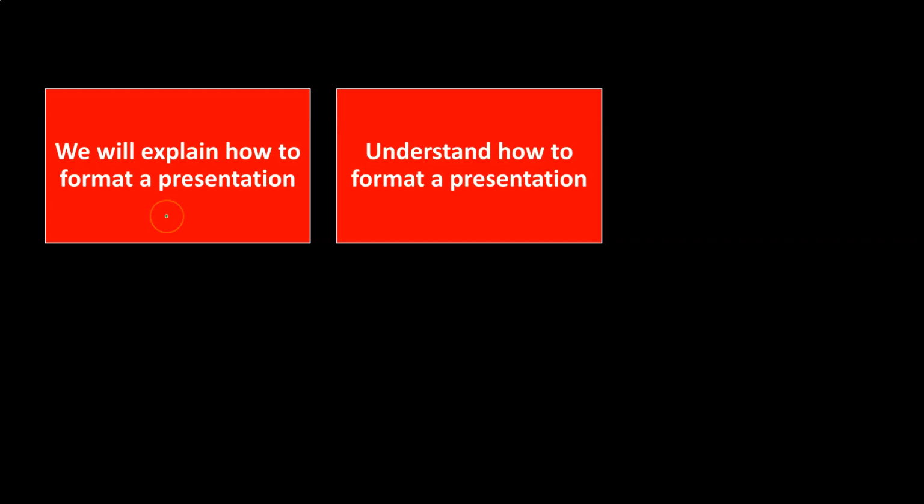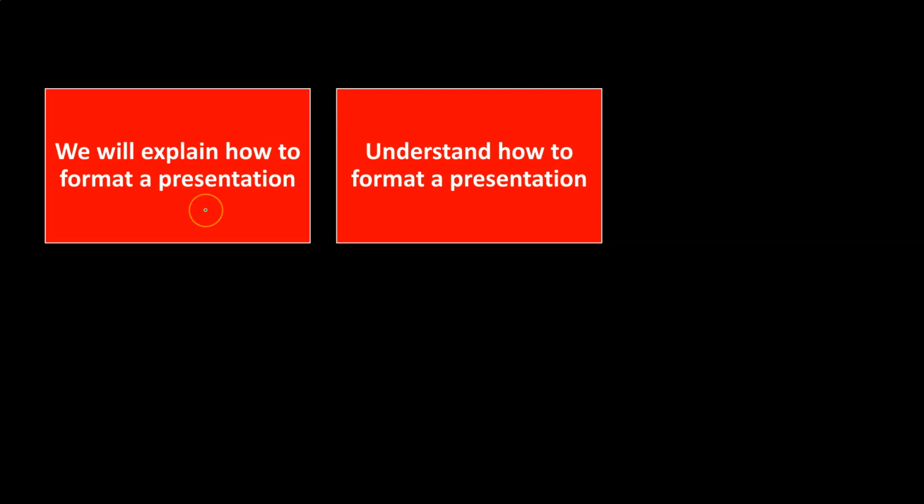So again, this isn't bad, but it's saying what we will explain something. It's not saying this is what you will learn, right? It's not explicitly saying this is what you're going to be taking away from this. Now they can imply that, but it's not explicitly said.